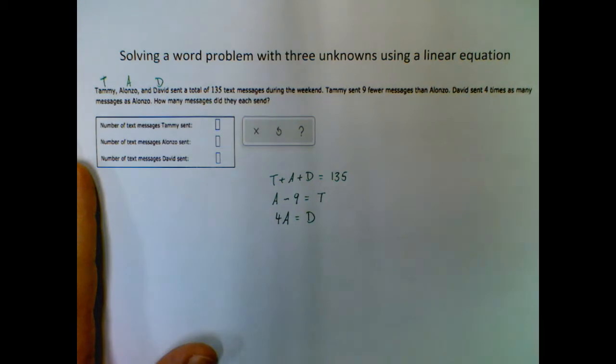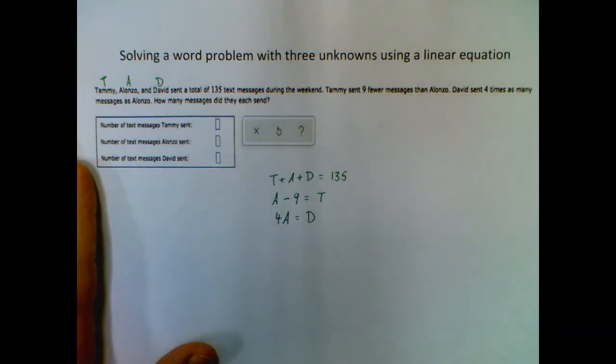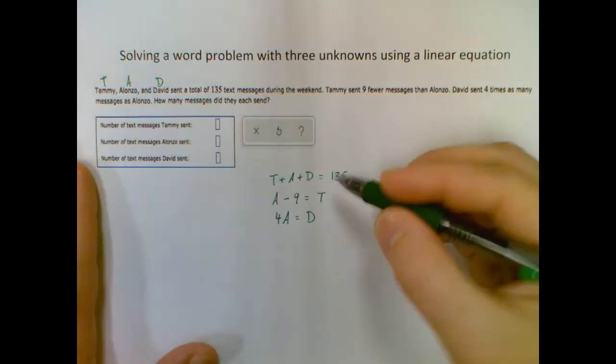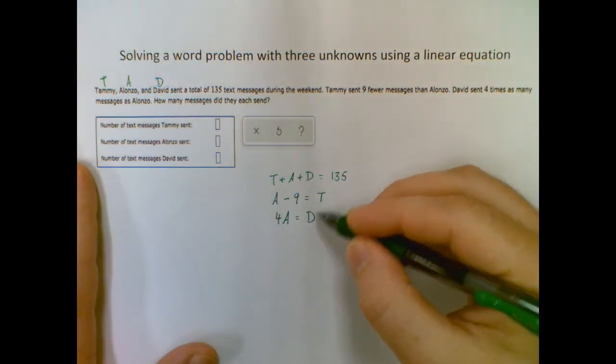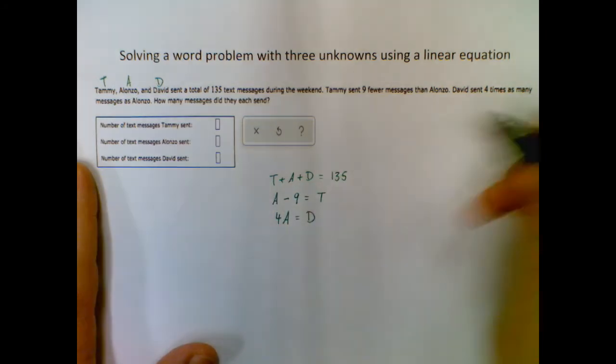Now, the idea, if at all possible, is to decrease the number of variables we're dealing with, and that will help us solve things. So in this case, if I can get an equation with one variable, I can pretty much solve everything from there. So that's what I'm going to do. I'm going to take this one, and do a substitution with the T and the D from these equations and plug their counterparts in here.